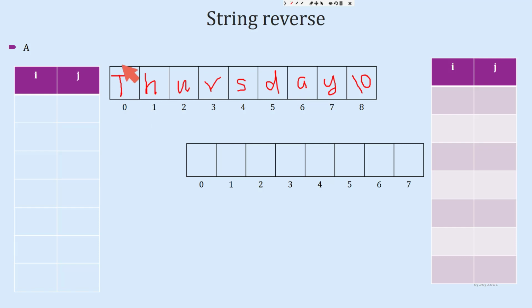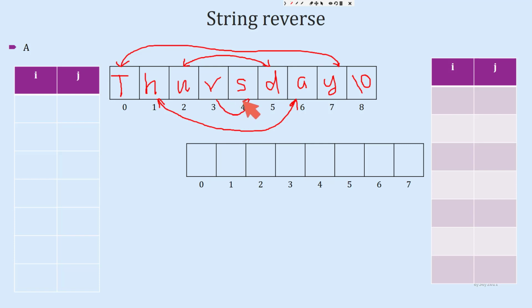So what is going to happen is this T will go in place of Y, and this Y will go in place of T. Similarly, this H will go in place of A, and this A will go in place of H. Similarly, U and D will be interchanged, and R and S will be interchanged. When we complete these actions, the string will get reversed.